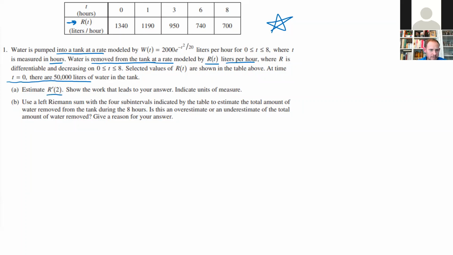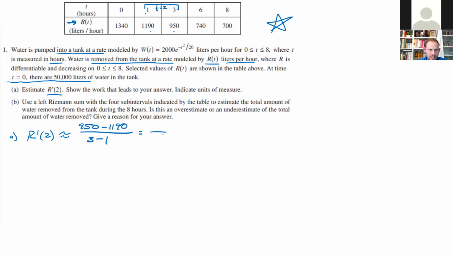Estimate R prime of 2. Show your work that leads to your answer. Indicate units of measure. All right, well, R prime of 2 is right here, between these two. The way we would estimate R prime of 2 would be just to find the slope between those two points. So R prime of 2 is roughly equal to 950 minus 1190 over 3 minus 1.